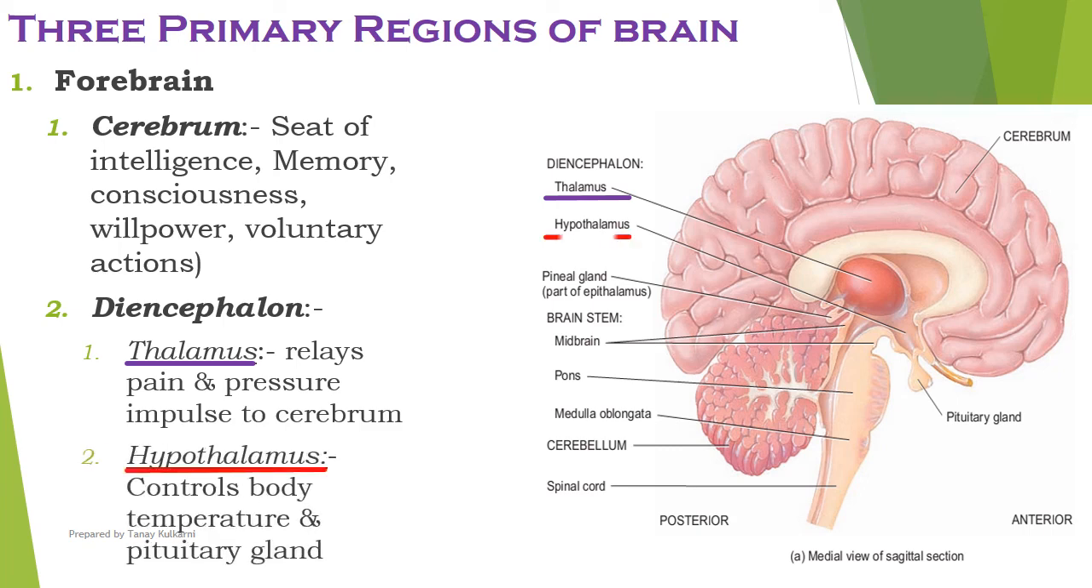Second, hypothalamus. This word you have studied in two different lessons, endocrine gland in 10th standard, and skin lesson in 9th standard. Hypothalamus controls the body temperature, and it controls the pituitary gland. Can you see the pituitary gland in the diagram also? The location of the pituitary gland is below the hypothalamus at the base of midbrain. See, this is the part of what? Midbrain.